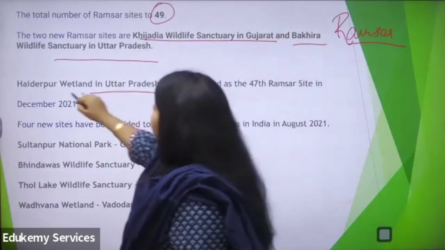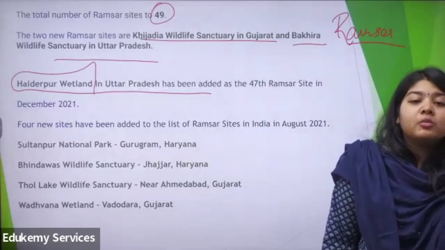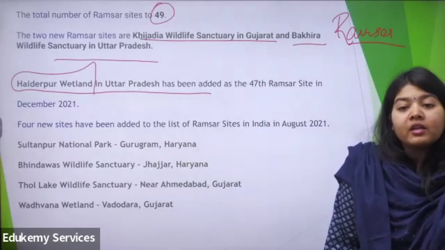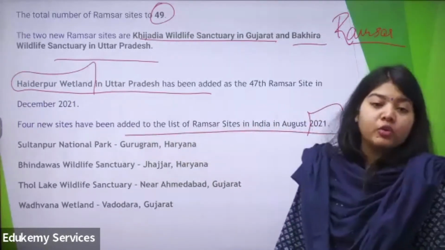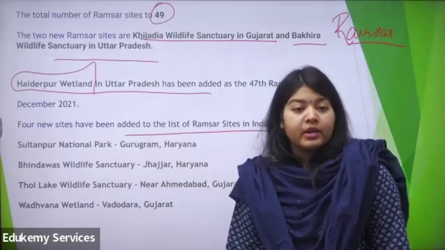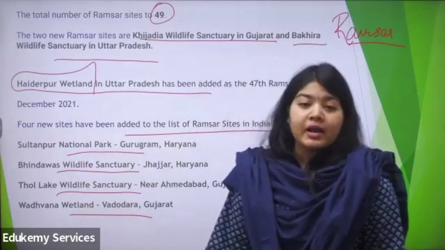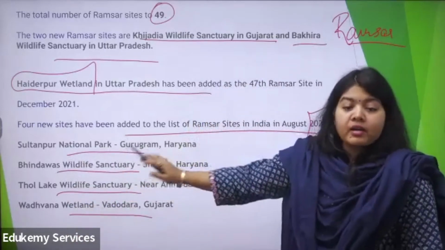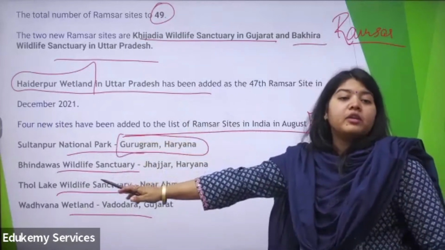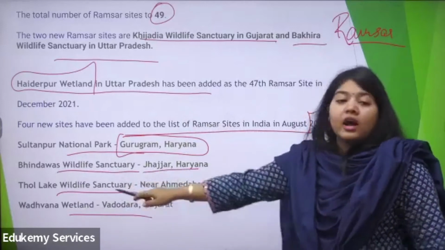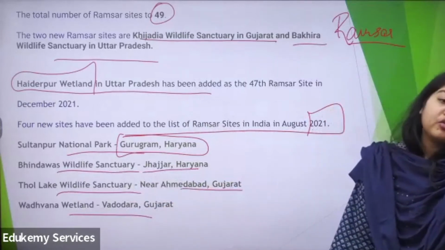In December 2021, I had another wetland site from Uttar Pradesh, which is Hyderpur Wetland. Now, in August of 2021, I had these four sites which were added. I had Sultanpur National Park from Gurugram, Haryana. Then again from Haryana, I had Bhindawas Wildlife Sanctuary, Jhajjar. I had Thol Lake Wildlife Sanctuary, again from Gujarat, and Vadhavan from Vadodara, Gujarat.